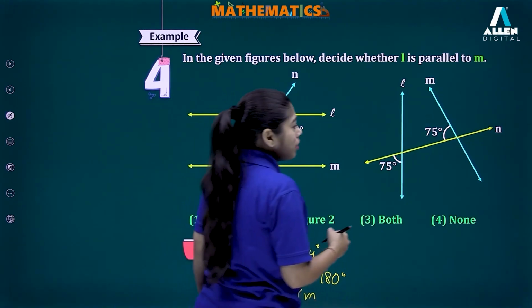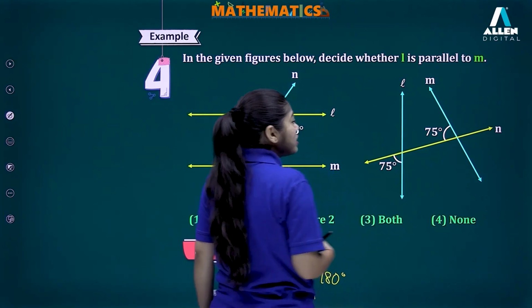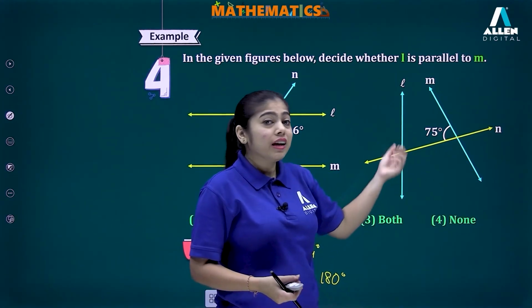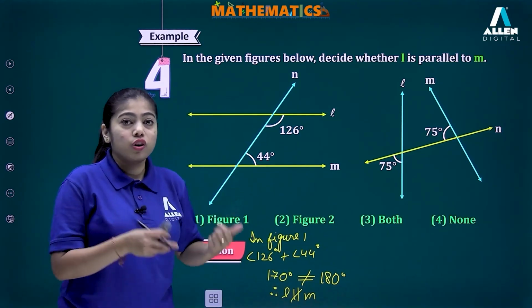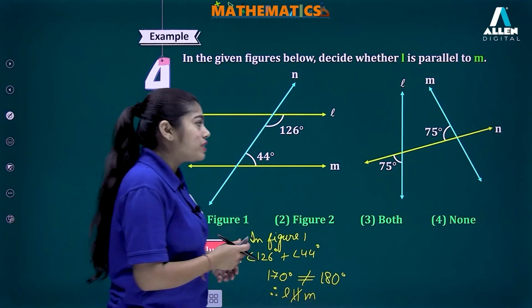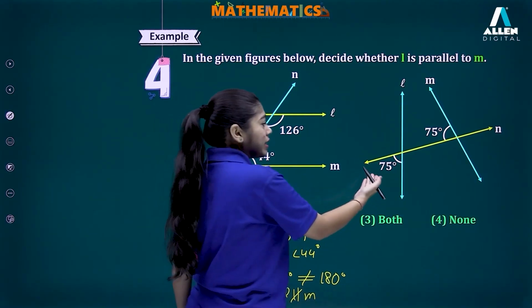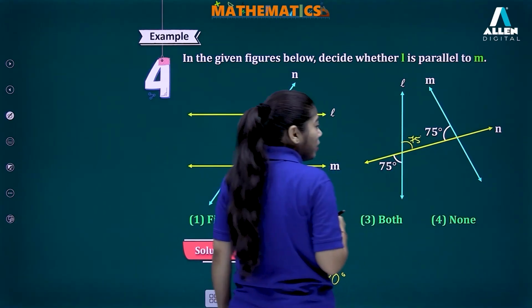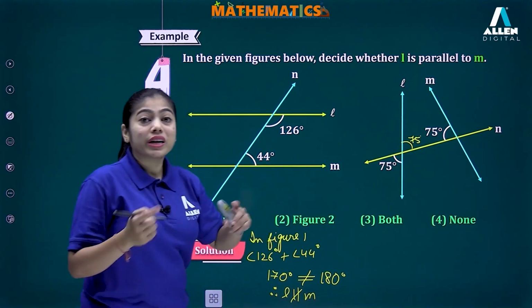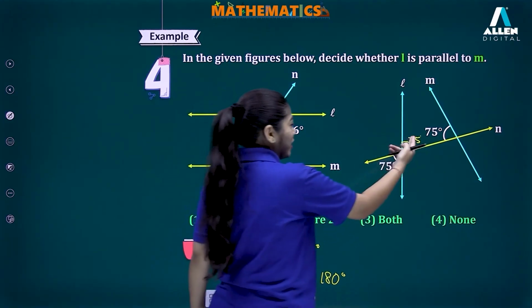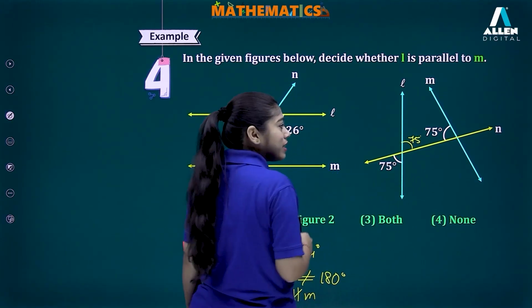Moving on to figure number 2. Here we cannot see any direct relation between these two angles, right? They are not directly related as alternate or corresponding or consecutive interior. So let us find some more angles. As this angle is 75 degrees, right opposite to it we are also going to get 75. Why? Because they are vertically opposite angles, right? So vertically opposite angles are equal, therefore both angles are equal.